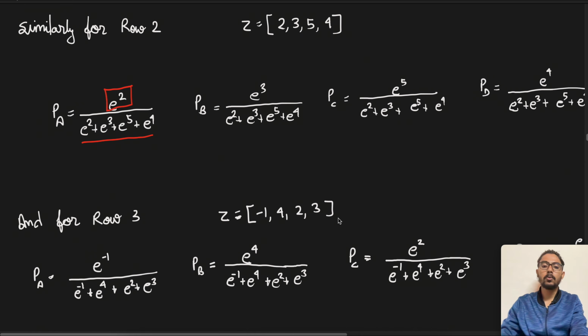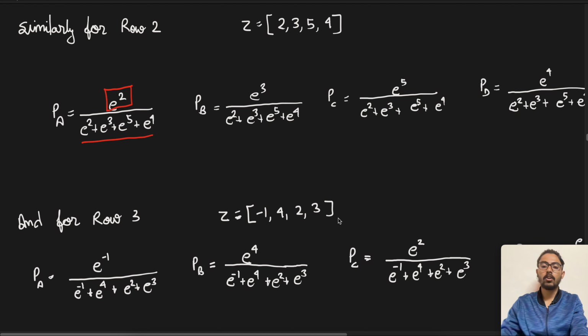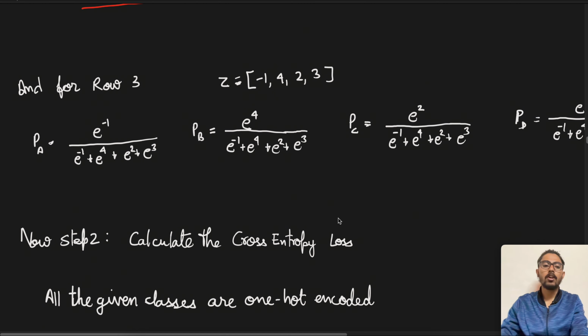Once we are able to do this, we calculate the cross entropy loss. For that, all the given classes are now one hot encoded. When we say one hot encoded, it means if 5 classes are there, then each one will be identifiable next to one another. So one of the digits is 1, another digit is 1, like this. We'll see this in action down below.